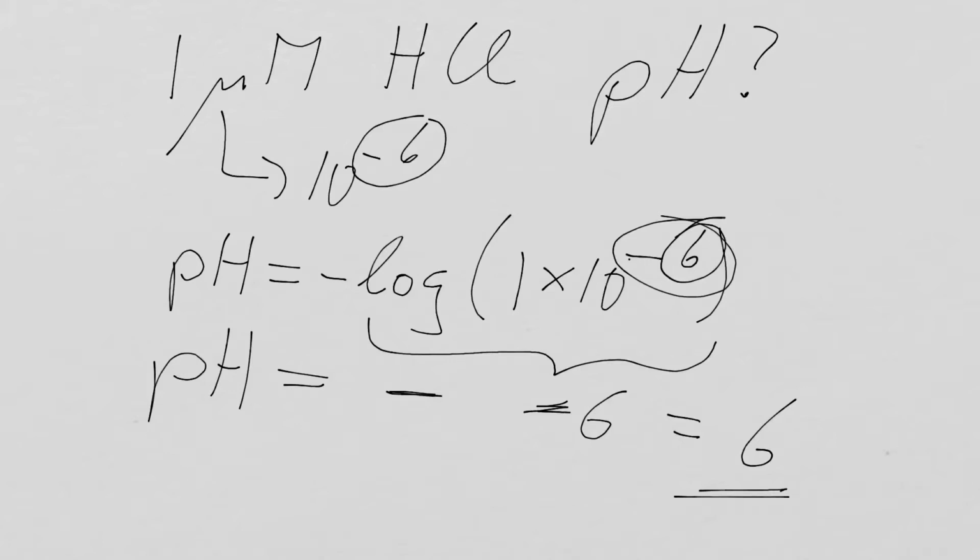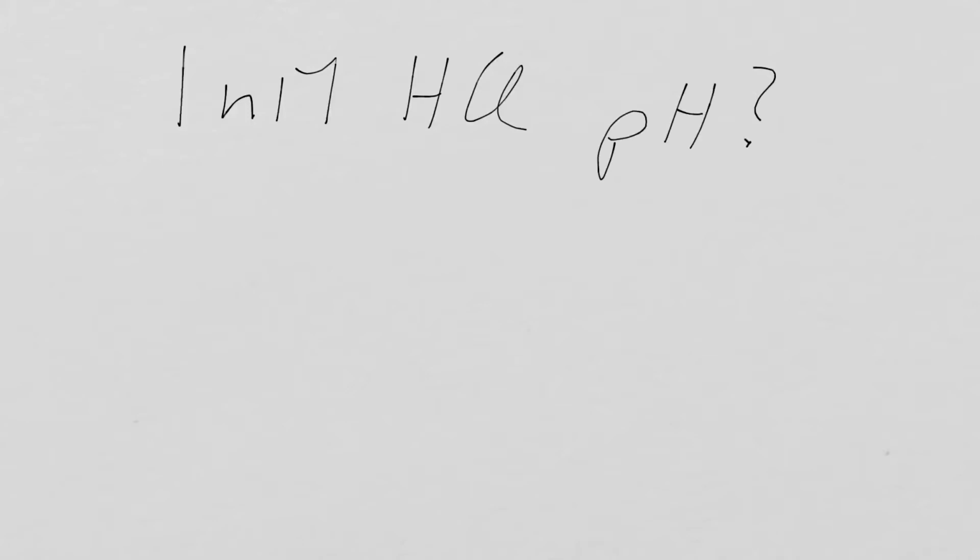Okay, happy with that? Straightforward, easy. Okay. We have a 1 nanomolar HCl solution. What is the pH? Nine. Okay.